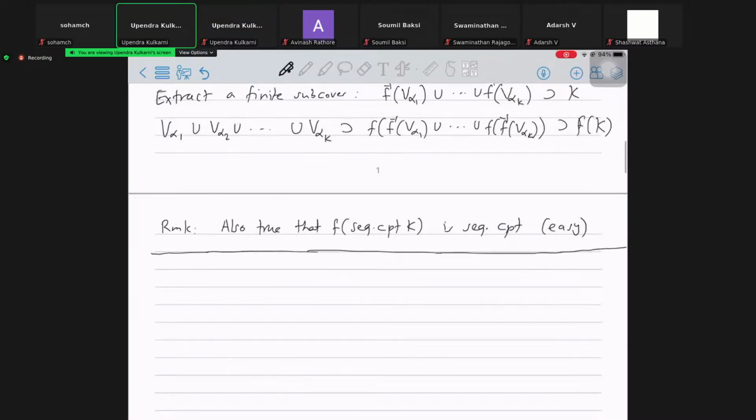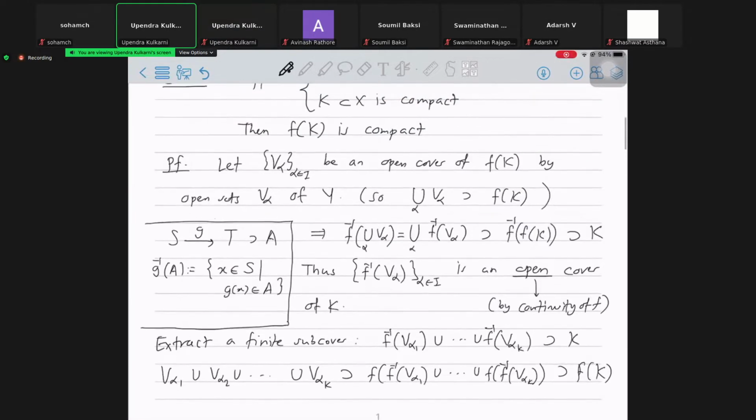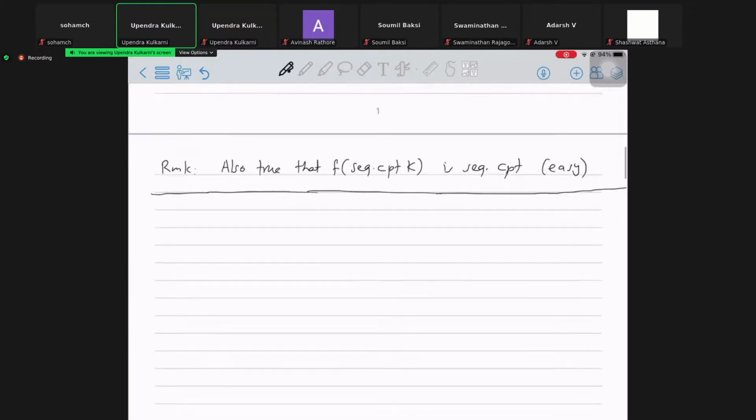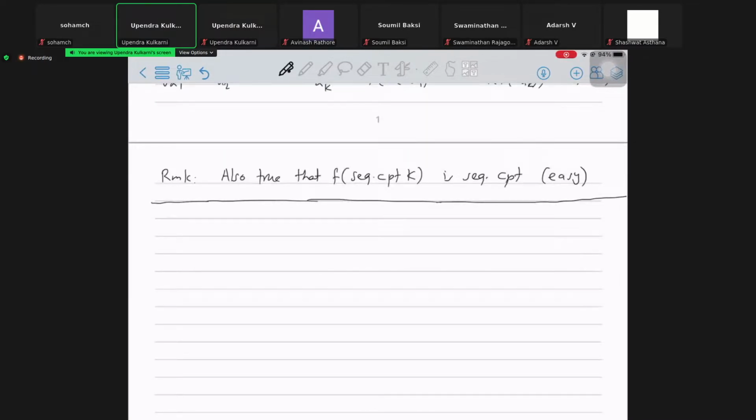By the way, also notice that this proof never used the metric. So this proof is really true for not just metric spaces X and Y, but it's true for any topological spaces. Okay, so claim.